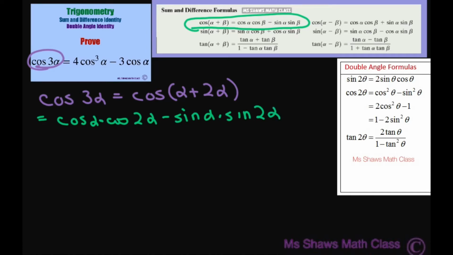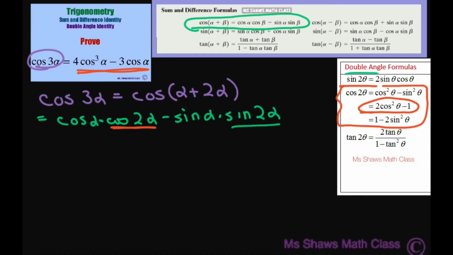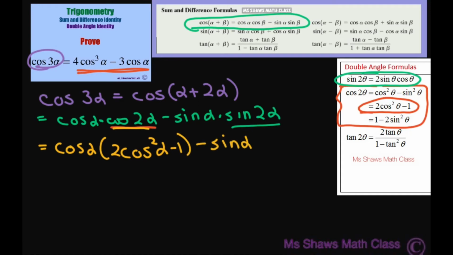Alright, now we have to write everything in terms of cosine. For my cosine of 2 alpha, I have 3 formulas for my double angle for cosine, and I want to use just the one with cosine. So I'm going to use that one because I want to try to get rid of these sines here. So we're going to use substitution. And for our sine of 2 alpha, the double angle for sine, there's only one formula. So using substitution, we're going to get cosine of alpha times, now this one we're going to use 2 cosine squared of alpha minus 1, minus sine of alpha, and then for this one, it's just going to be 2 sine of alpha cosine of alpha.